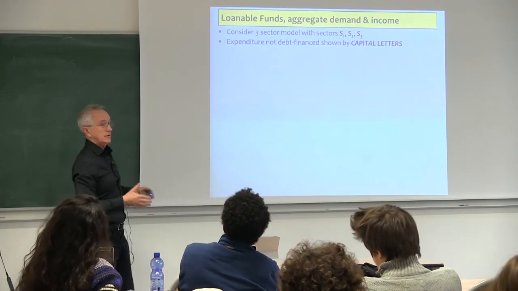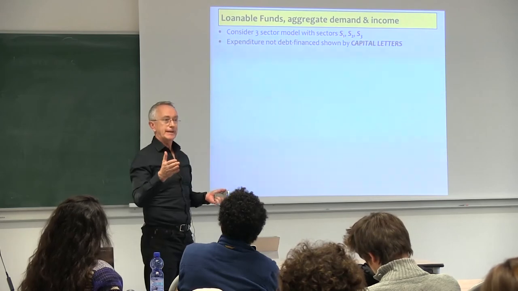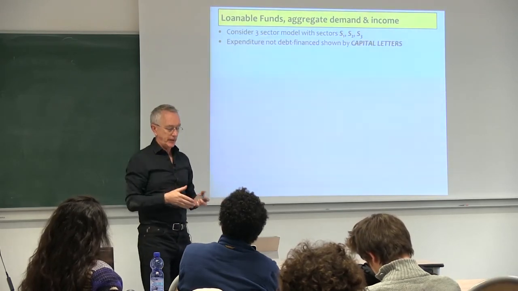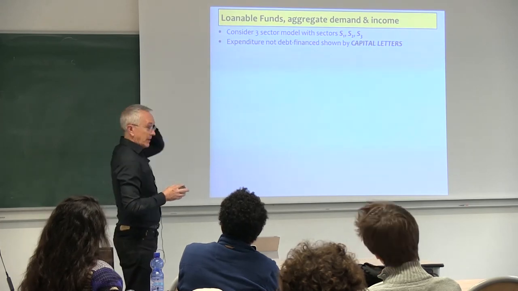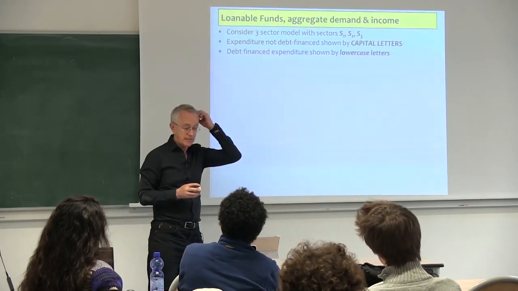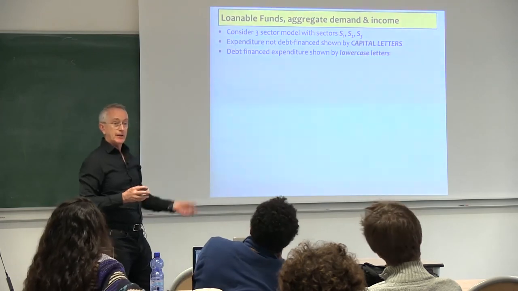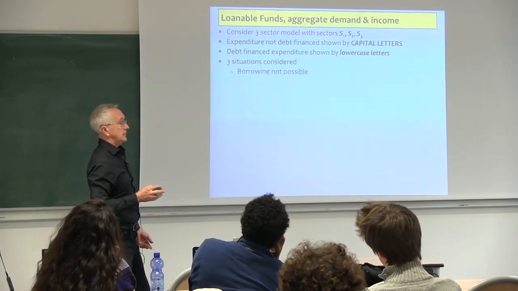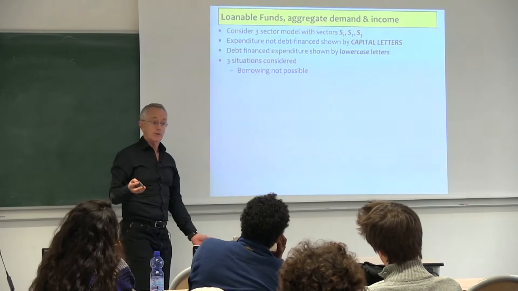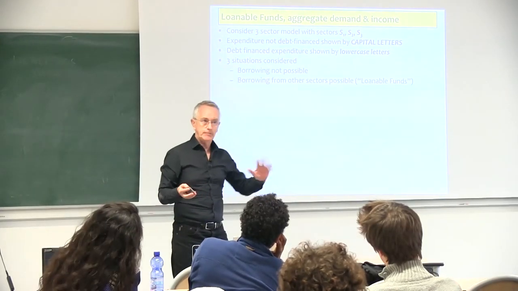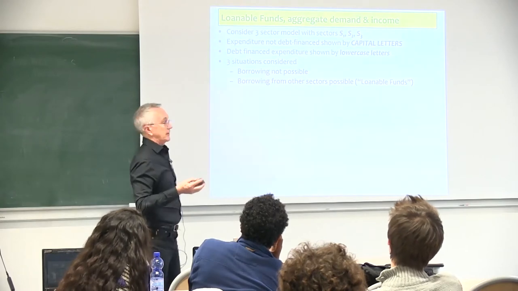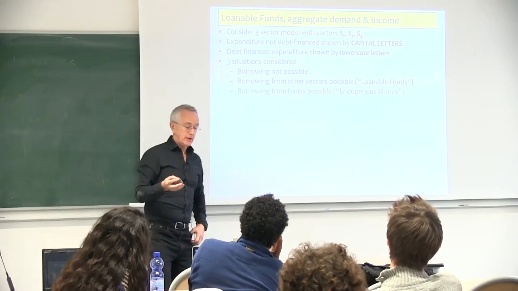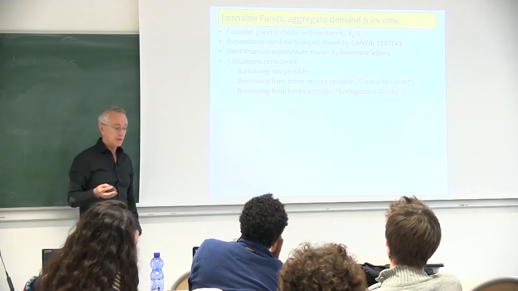So imagine a three-sector economy. Doesn't matter what they are, I'm just calling them sector one, sector two, sector three. And I'm going to show expenditure financed by money rather than debt in capital letters, and expenditure financed by debt in lowercase letters. And I'll look at three situations. One is where you can't borrow money at all, which is the classical world where money doesn't matter. The second, where there's borrowing from other sectors, which is loanable funds. And the third, where you can borrow from a bank, endogenous money.